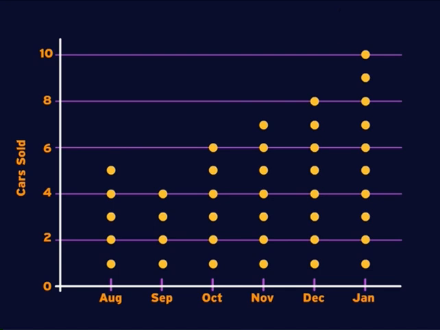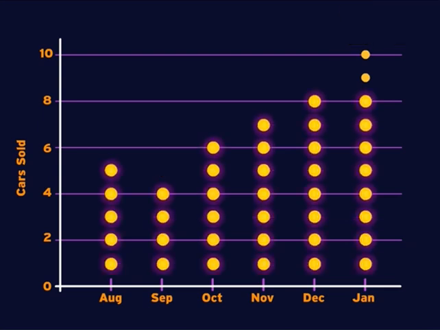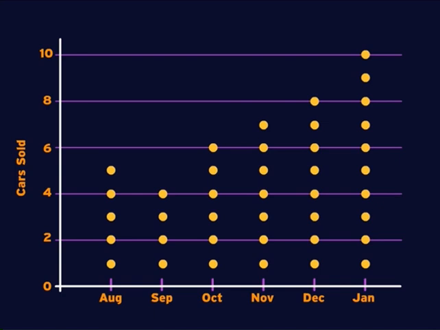Just take a look at this dot plot. These are great for showing frequency, like how often a car is purchased. But instead of numbers, this graph uses dots. In this case, each dot represents a car that was sold in the past 6 months. The y-axis shows the number of cars, and the x-axis shows the months.